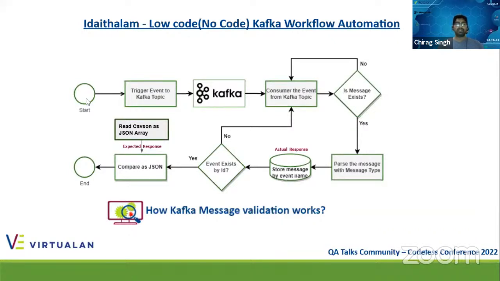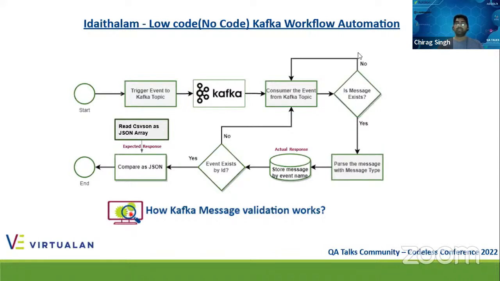You can see at the start there is a start arrow where an event is created by any microservice, and then it goes to a Kafka cluster, and then the consumer consumes that event from a Kafka topic. So here the Ethereum framework is consuming that topic, and if it gets that topic, then it goes ahead to parse the message.